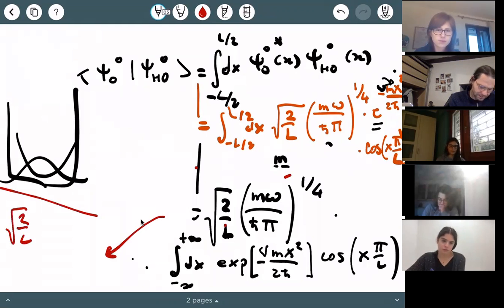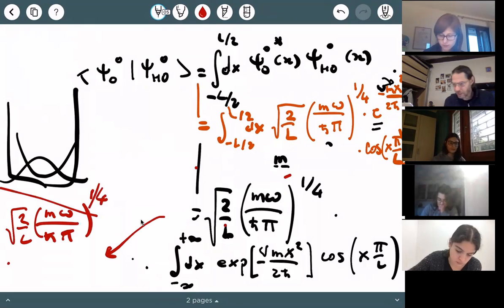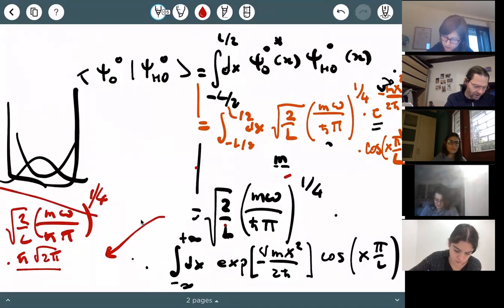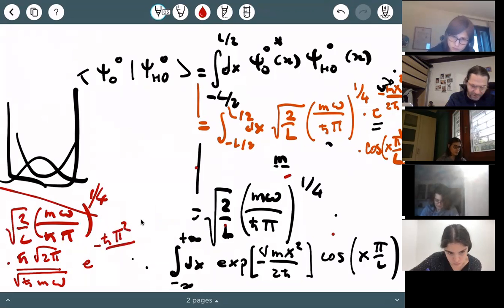root of 2 over L, (mω over ħπ) to the 1/4. I'm copying this, times the result of the integral, that is ħ over root of 2π divided by root of ħ m ω, times exponent ħπ squared divided by 2L squared m ω.